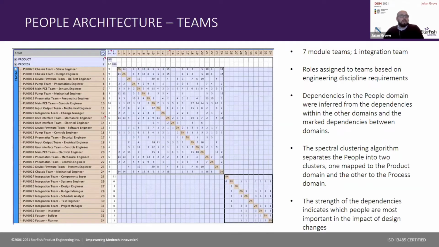From a people architecture perspective, the teams were split into 7 module teams and 1 integration team. And then the roles were assigned to each of those teams based on the engineering discipline requirements to produce a given module. Dependencies in this domain were inferred from the dependencies within the other domains and the marked dependencies between the domains. When we apply a spectral clustering algorithm, we see 2 main clusters form, 1 mapped to the product domain, 1 to the integration domain. The strength of the dependencies shown here relates to simple count of dependencies across the domains. This helps to identify which roles are most important to the success of the project.